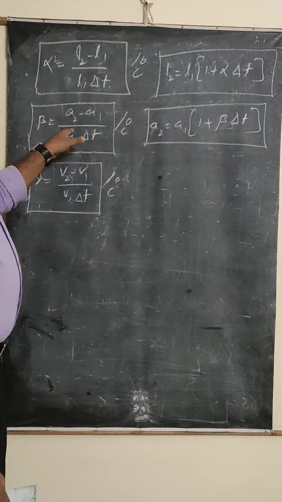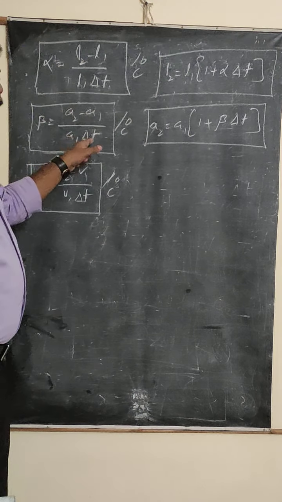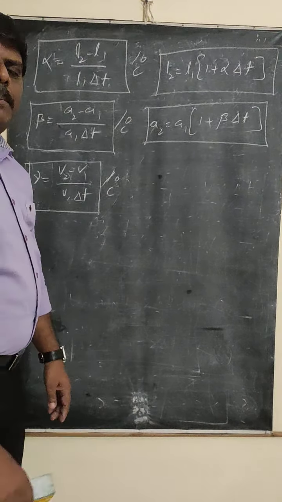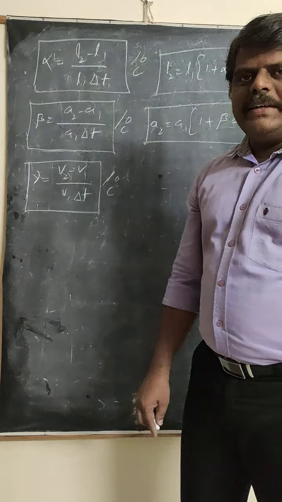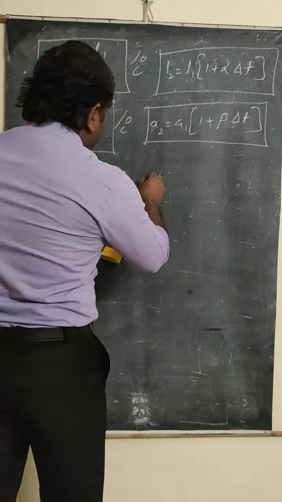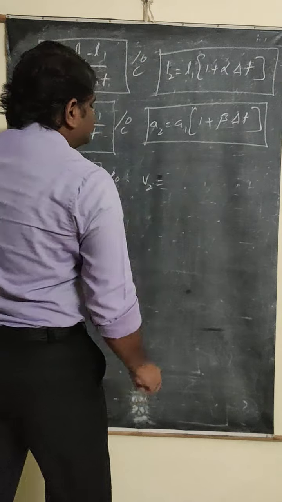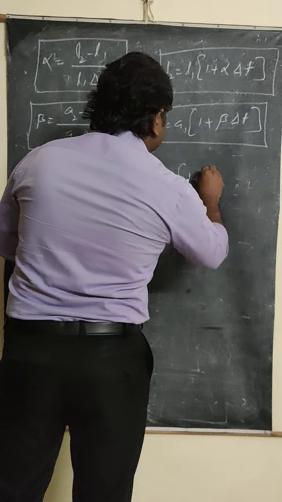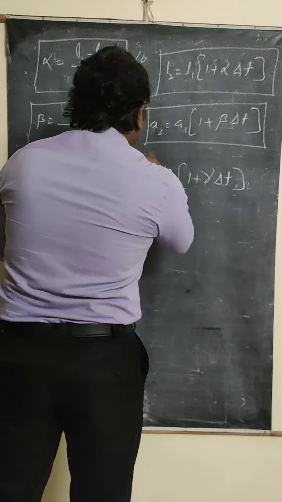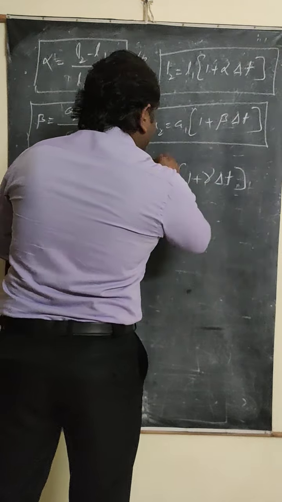Here, the ratio of the change in area to initial area per 1 degree Celsius rise of temperature is called the coefficient of areal expansion. In the case of gamma, the ratio of change in volume to its initial volume per 1 degree centigrade rise of temperature is called the coefficient of volume expansion, represented by gamma. The units are the same, per degree Celsius. Can you tell me what the final volume formula is? Final volume V2 is equal to V1 into 1 plus gamma into delta T. This is the final volume formula.